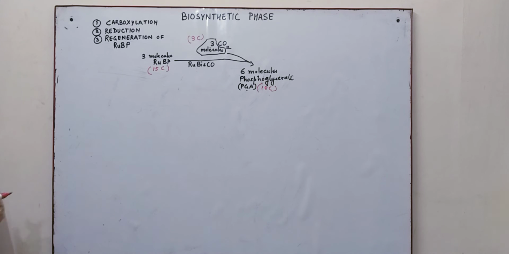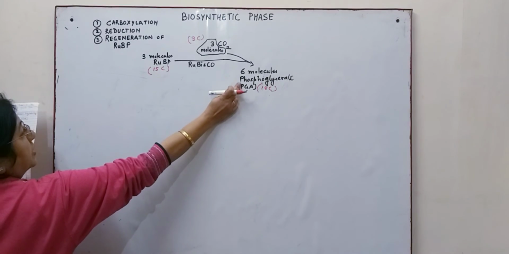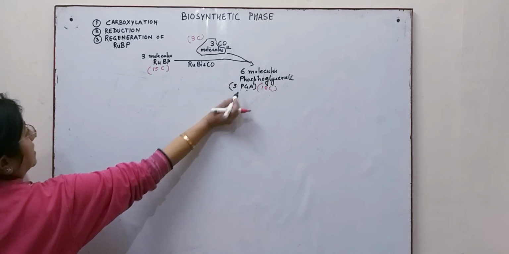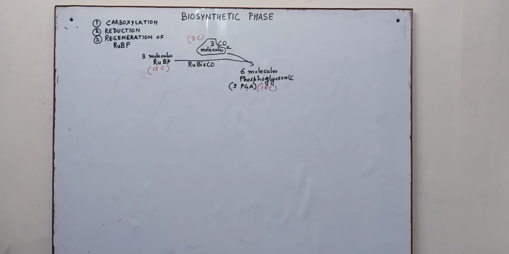Now we know that the first stable compound is phosphoglycerate or phosphoglyceric acid, and it is written as 3-PGA. It is written as 3-PGA over here because the third is the number of the carbon on which the phosphate group is attached. And now 6 molecules are synthesized by the combination, each molecule having 3 carbon, because this is the first stable compound. So therefore 18 carbon are present over there.